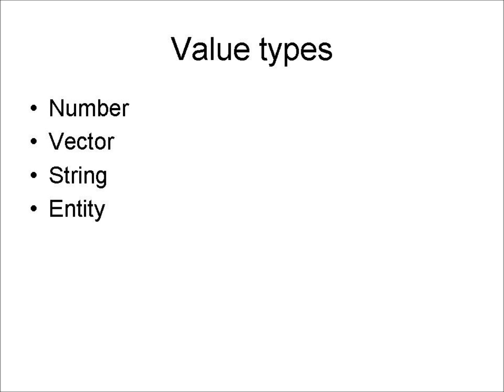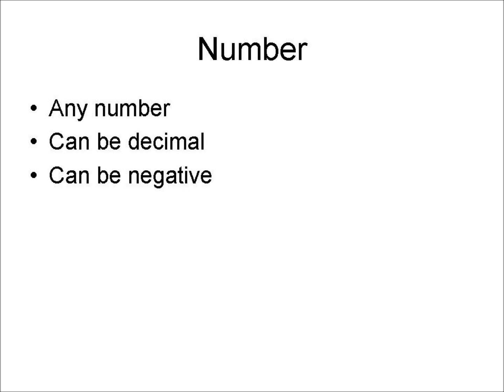When talking about inputs and outputs, there are four main value types. There's number, there's vector, there's string, and then there's entity. I'll be explaining a bit about these, but a short explanation could be: number is a simple number, vector is a collection of more numbers in one value, string is a line of text, and entity is an object. When talking about the number value, it can be any number. It can be decimal, it can be negative, it can be as high as you want, or it can be as low as you want.